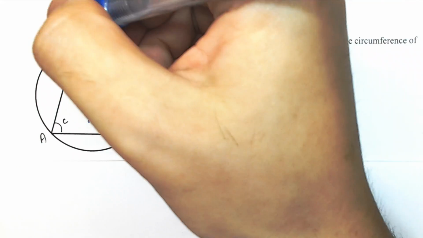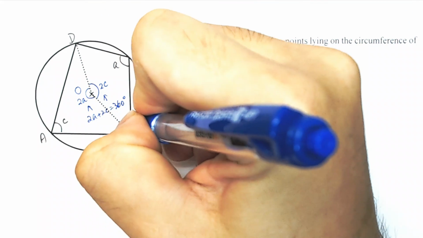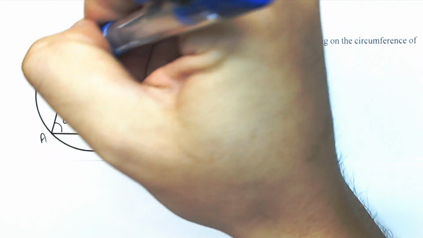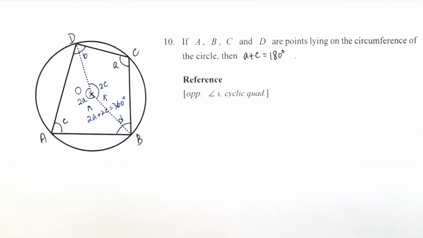The same thing also happens to these two. When I call this angle D and the angle here B, by similar arguments we can also have B plus D equals 180 degrees. In using this, we need to quote this reference: opposite angles, cyclic quadrilateral.